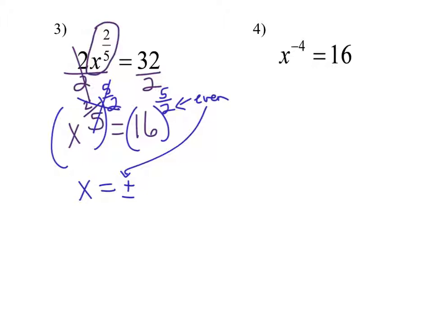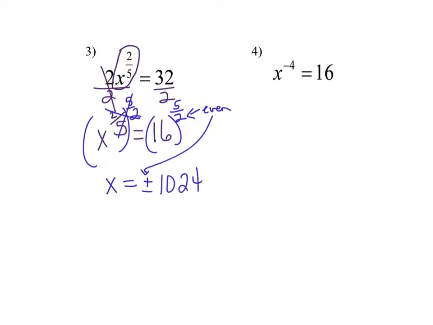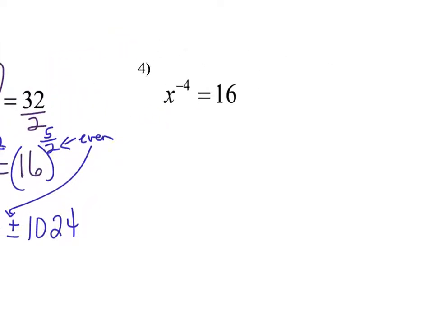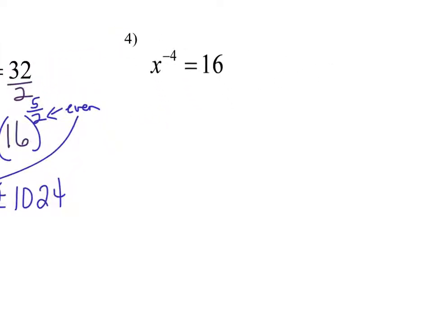So that is what, 1024. So the answer is positive 1024 and negative 1024. So here are more examples that you might enjoy, or you just might say, quit it.